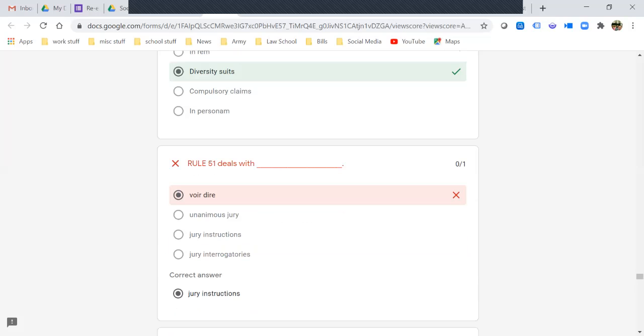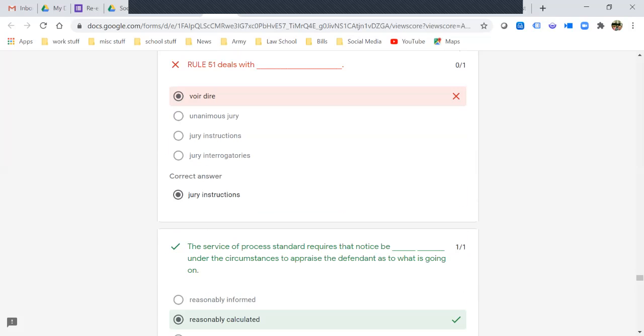All right, Rule 51 deals with jury instructions. Rule 51 is jury instructions.